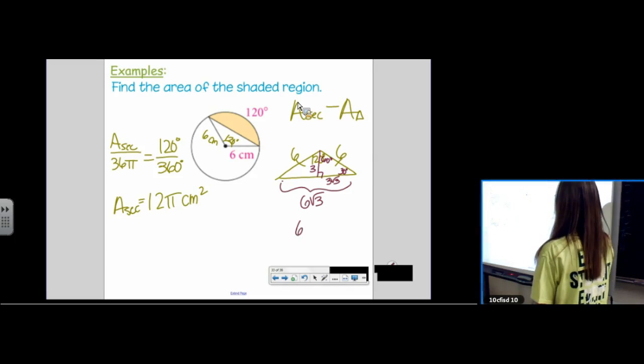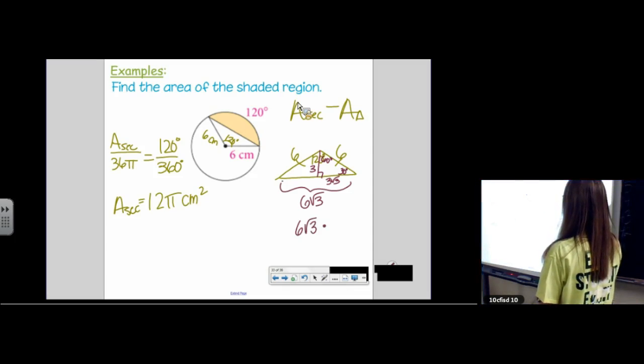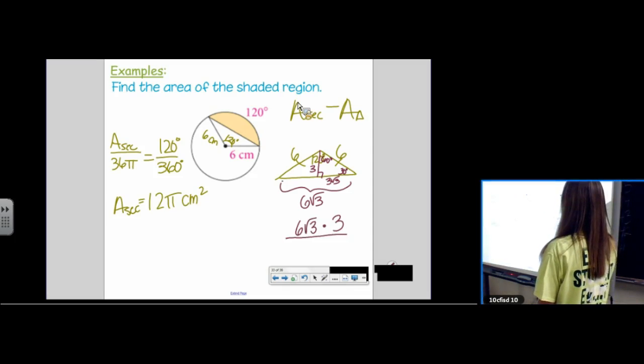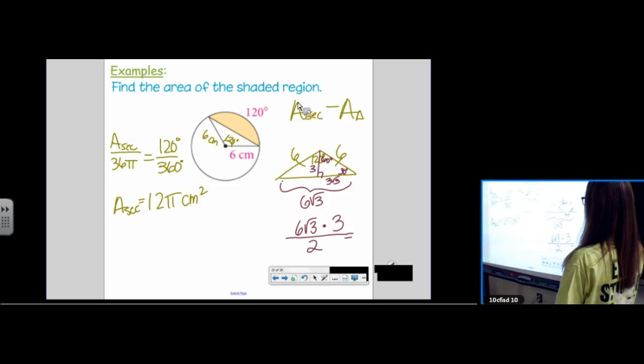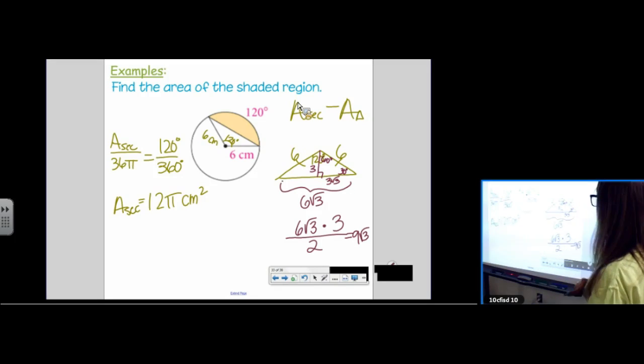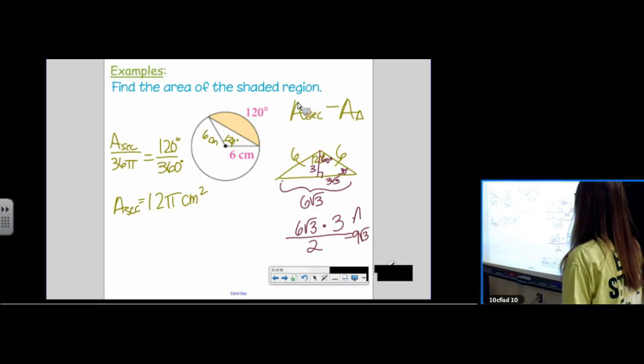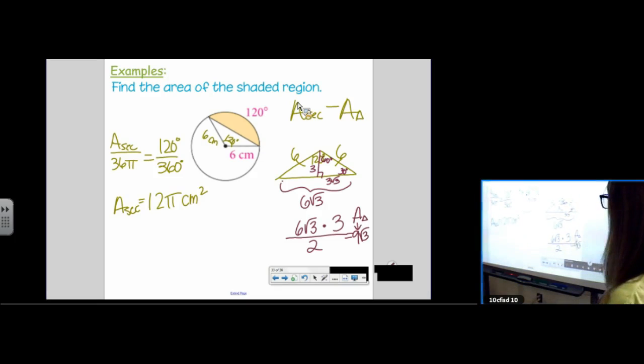Okay, base times height divided by 2. Whew, that was a lot of work. 6 times 3 is 18. 18 divided by 2 is 9. Wow, that is the area of our triangle.